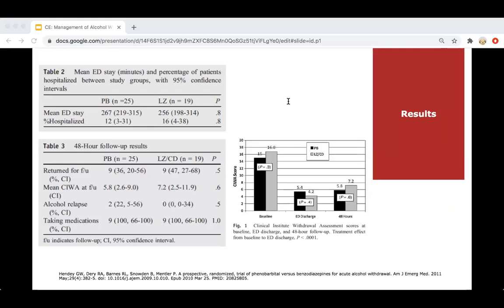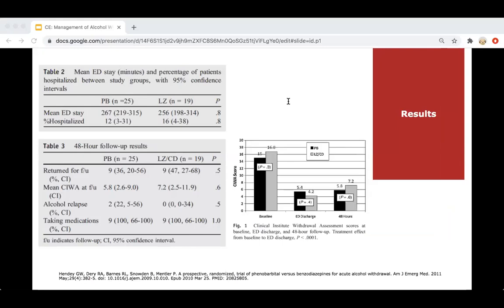So these are some of the charts of the results from the study. Of the 44 patients, 25 received phenobarbital and 19 received lorazepam. Both of these groups saw reduced CWAS scores from baseline to discharge. The study found that there was no difference between phenobarbital and lorazepam in baseline CWAS scores, in discharge scores, in the ED length of stay, on admissions, and the 48-hour follow-up CWAS scores.